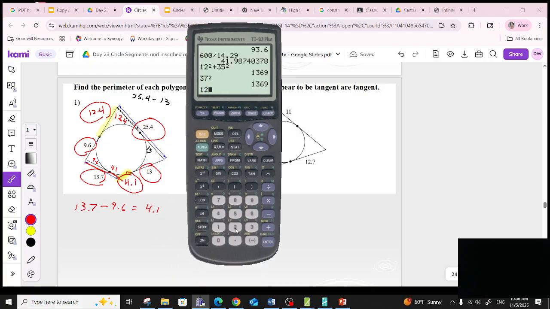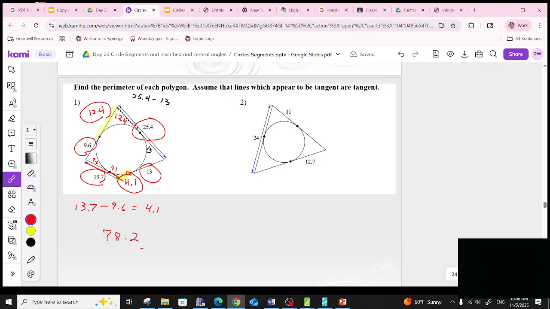So then this would be 12.4 plus 9.6 plus 13.7 plus 4.1 plus 13, right? Did I get them all? Oh, no, I got to do 25.4. 25.4. And I usually count 1, 2, 3, 4, 5, 6. 1, 2, 3, 4, 5, 6. Okay, got them all. And then that'd be 78.2.